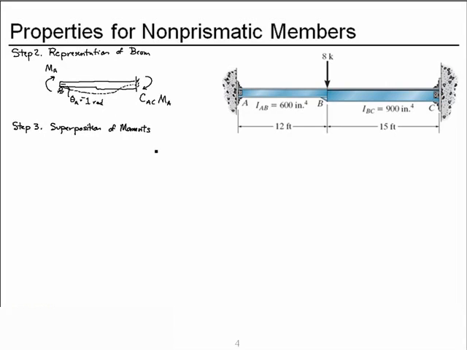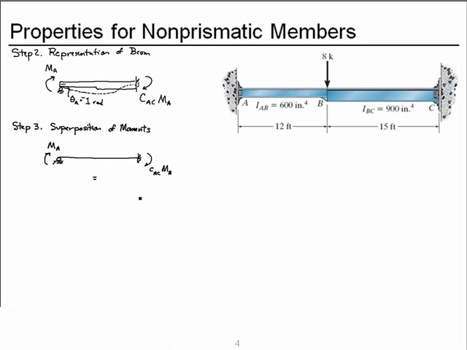The conjugate beam method requires that we construct the M over EI diagram for this beam. And to do that, I'm going to superimpose two situations, or two moment diagrams. So what we have is this.